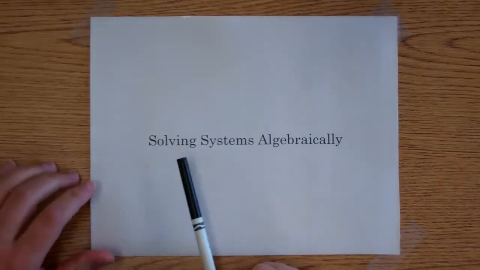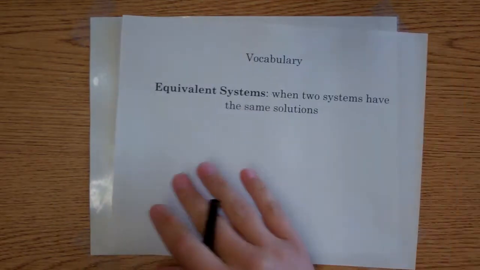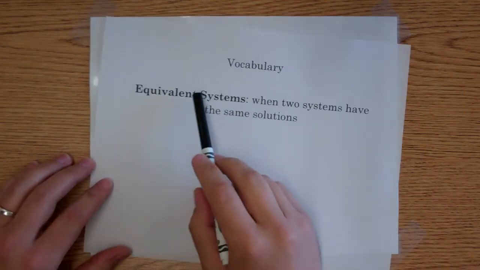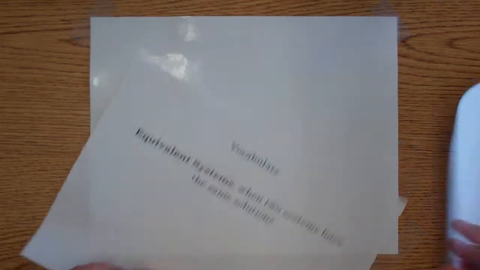Alright, in this video we're going to go over solving systems algebraically. Here's your vocab: equivalent systems. When two systems have the same solutions. Make sure you write that down, that's your vocab.